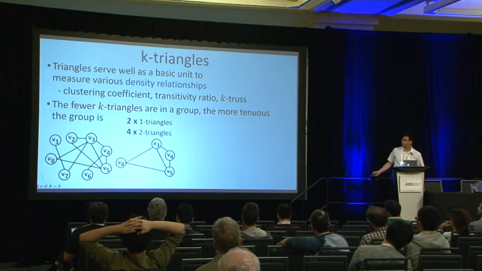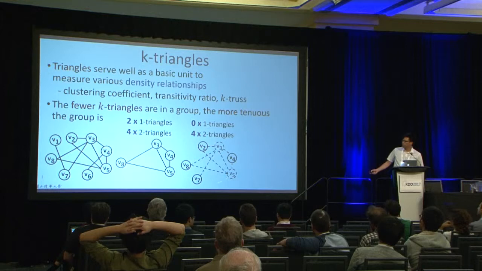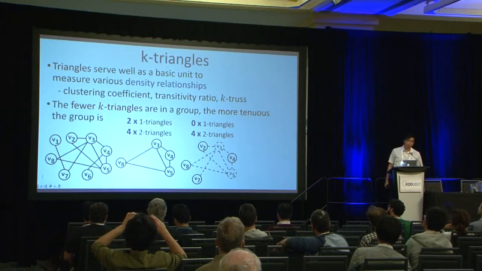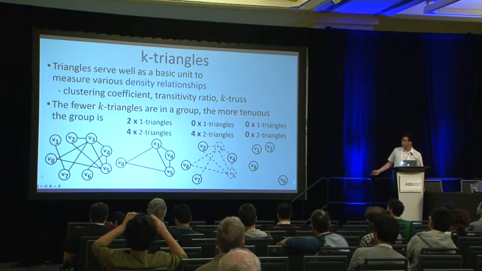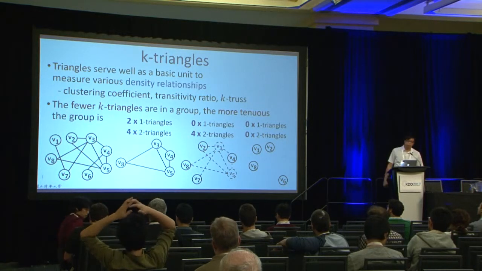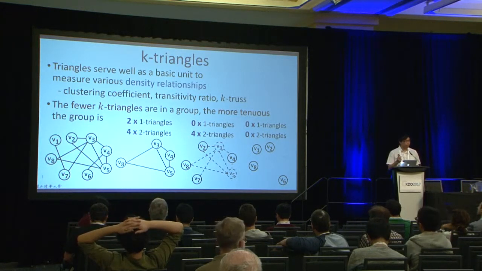Again, this example. This socially dense group has 2 1-triangles and 4 2-triangles. This slightly better one has 0 1-triangles and 4 2-triangles. And finally, this one, we said this is the best one. It has 0 1-triangles and 0 2-triangles. So we believe that K triangle will capture the idea of tenuity.